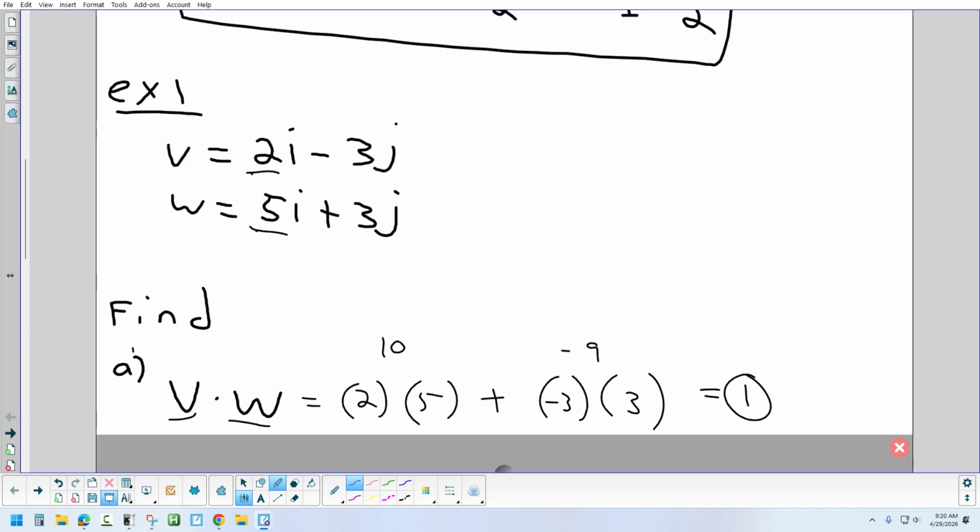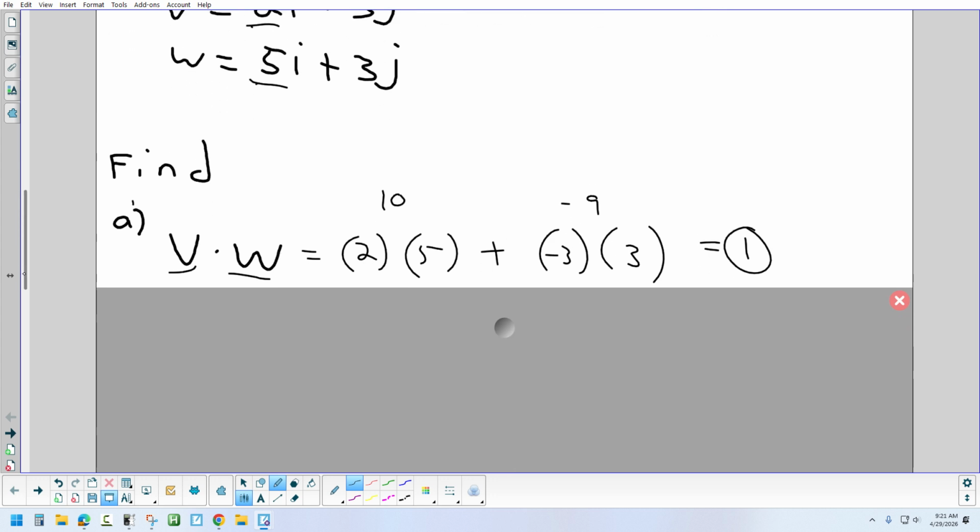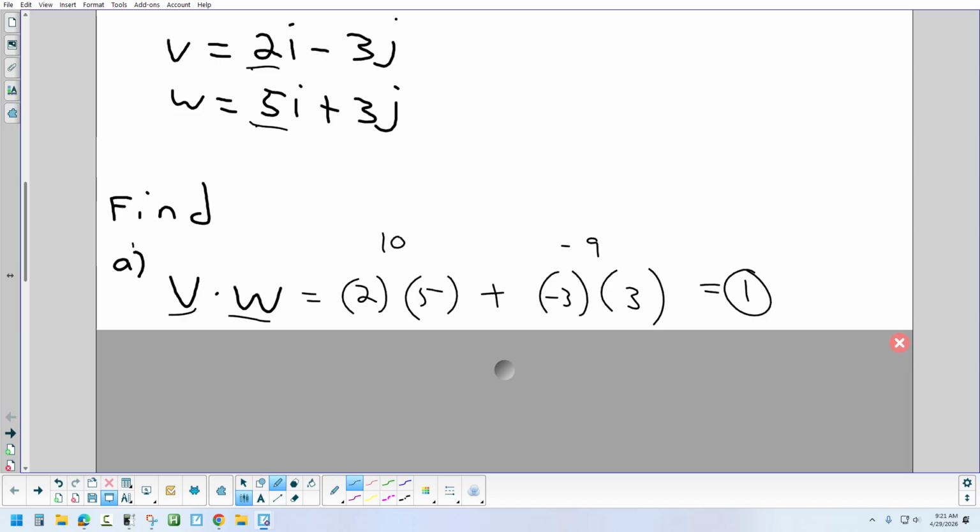Yes, it's a relatively simple calculation. That one helps you to do something, which we'll probably see by the end of class. But for now, we're just going to practice the dot product. Any questions on how we got 1?